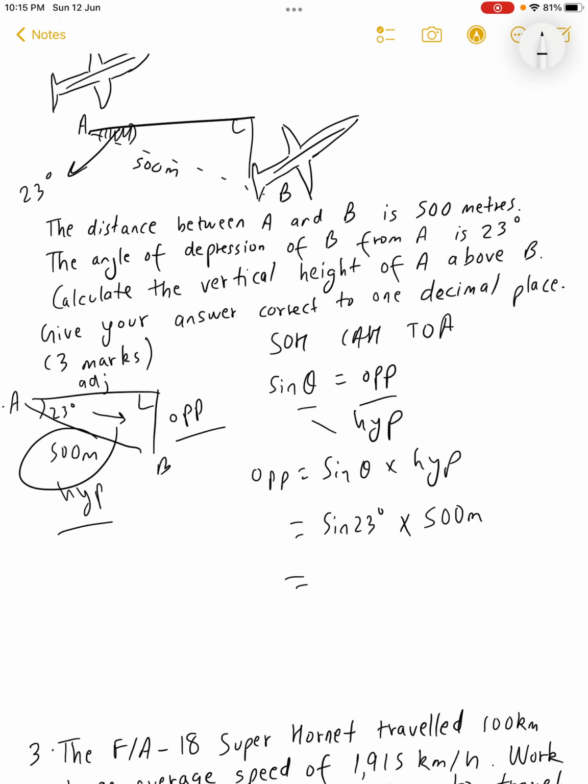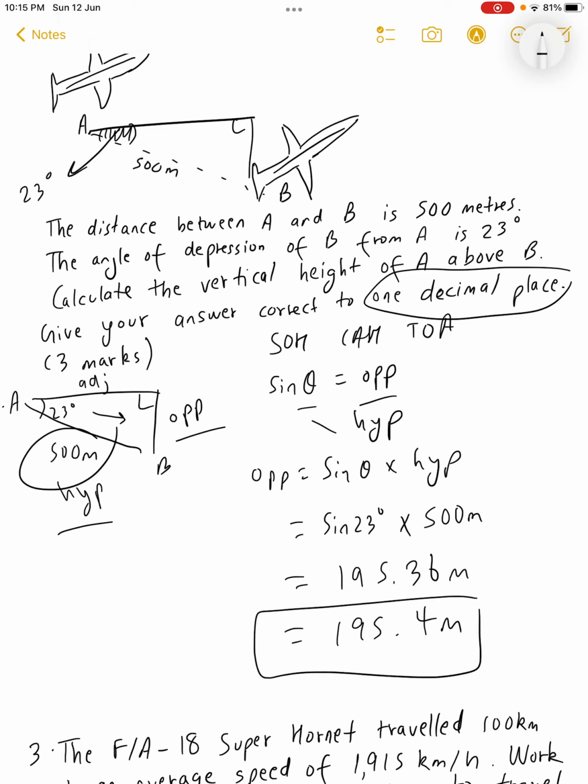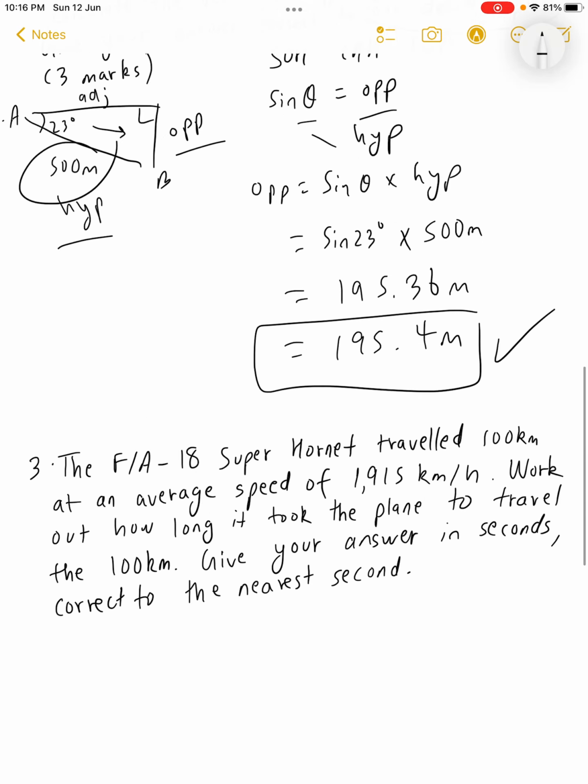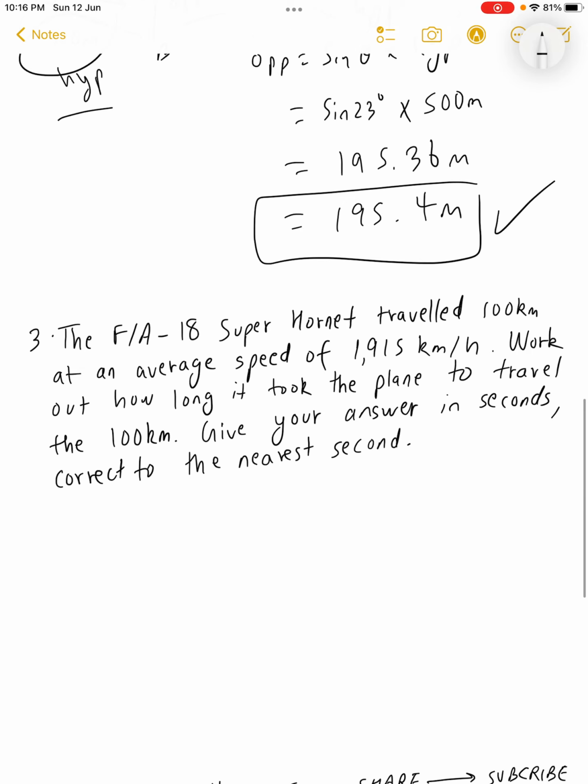That should automatically give you 195.36. Since they've asked to do it in one decimal place, we can say that is 195.4 meters. Alright, opposite in meters. So this is your answer. This is for some good 3 marks, answering a Top Gun question. 195.4 meters.